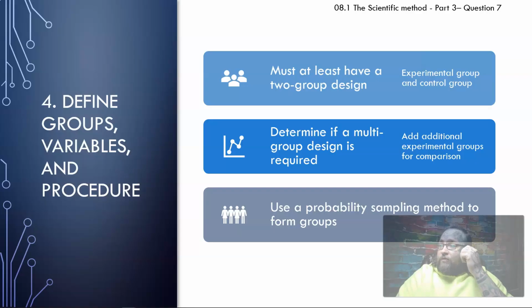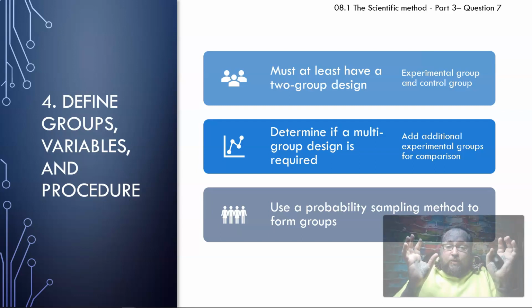So, after this, we said is now combined with that experimental design, we're stepping into defining the groups, getting more into those control variables, and then setting up your actual procedure. So, when defining your groups, you must at least have a two-group design bare minimum. You know you're going to have that no matter what. One being your control group, where everything is the same, and you have an experimental group, where you're keeping the conditions the same, but you're manipulating the independent variable.